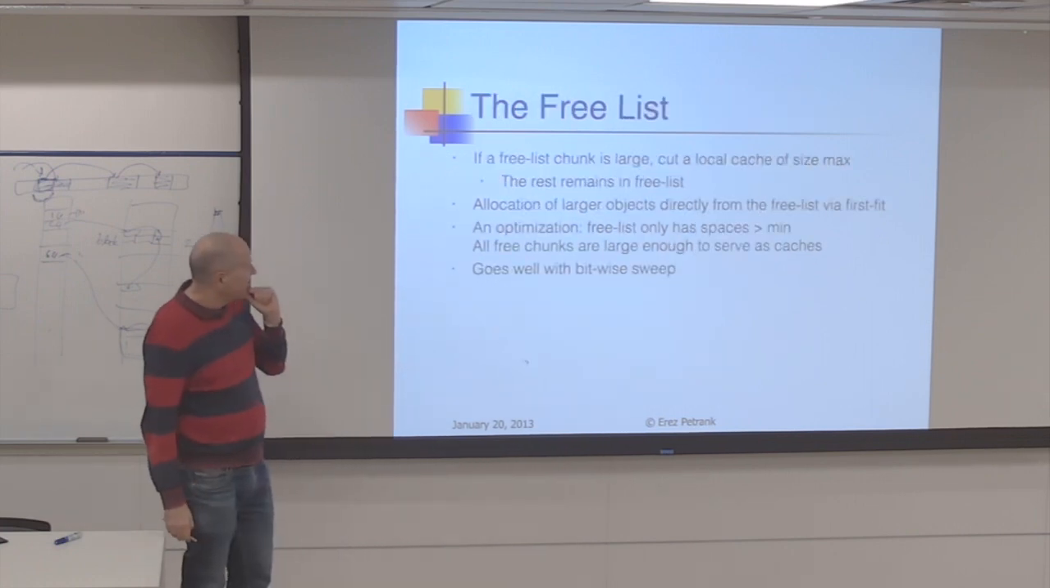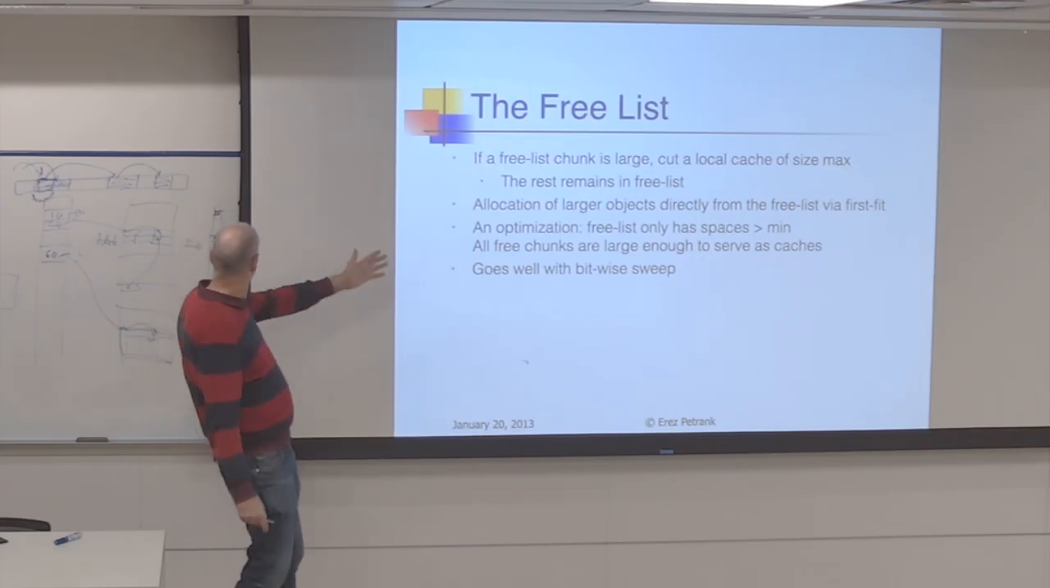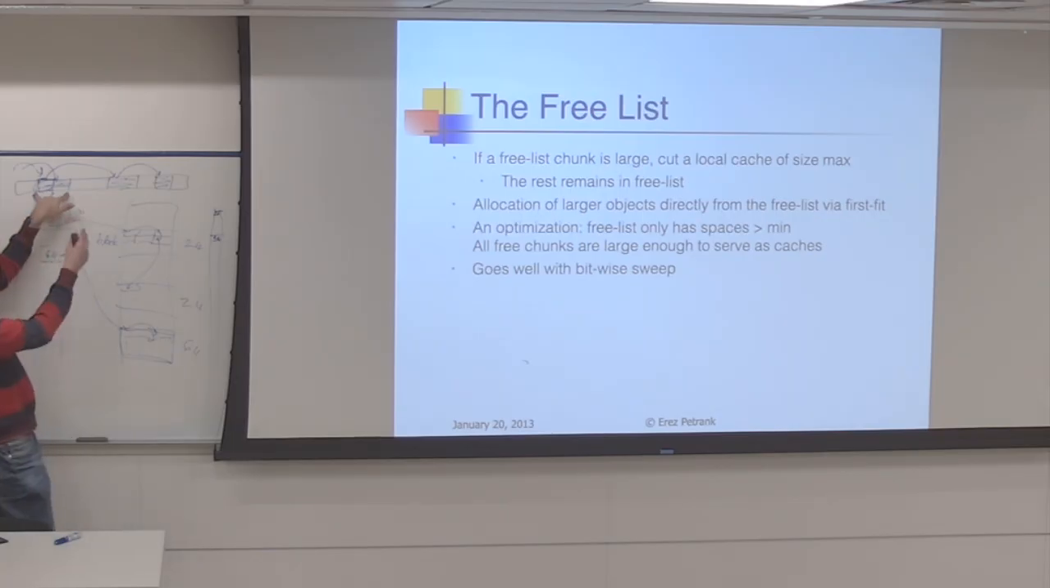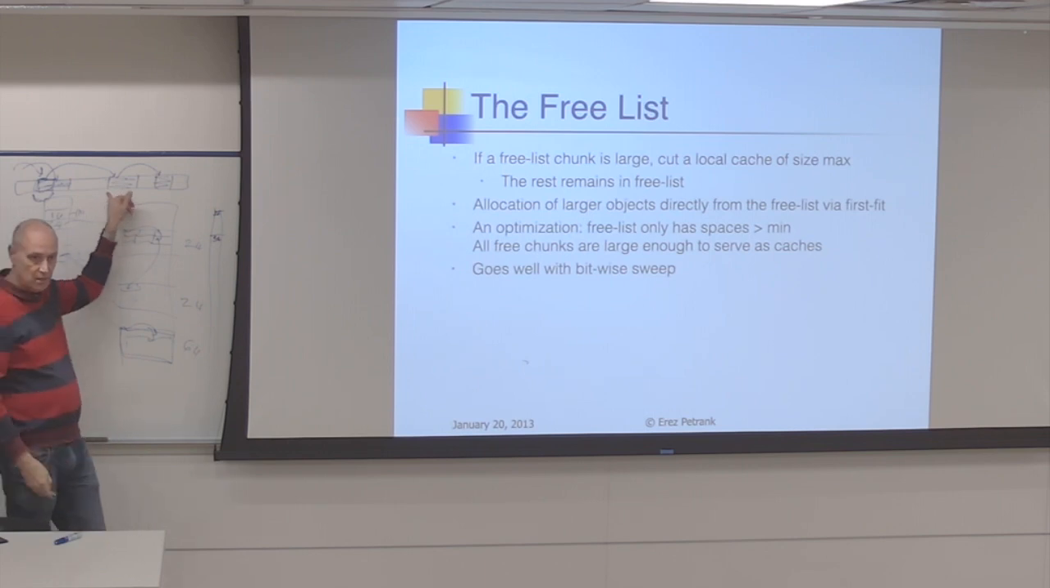So the free list is, if you get to a chunk and it's too large for the maximum allocation cache, then you cut yourself a chunk from that and leave the rest in the free list. If it is within the size of a local cache, between the minimum and the maximum sizes allowed, you just take the entire chunk and let the free list point to the next chunk.